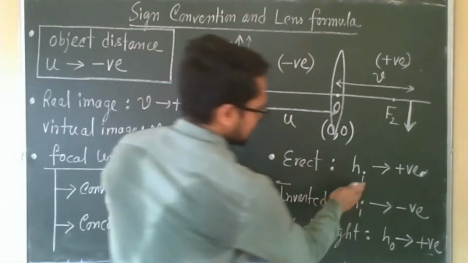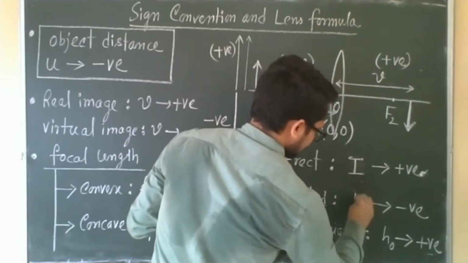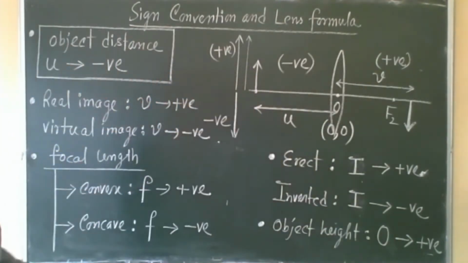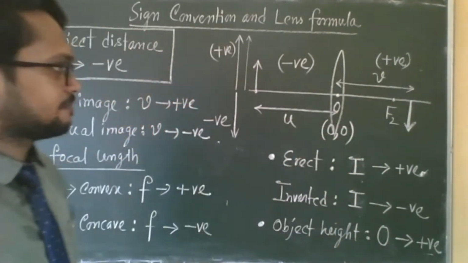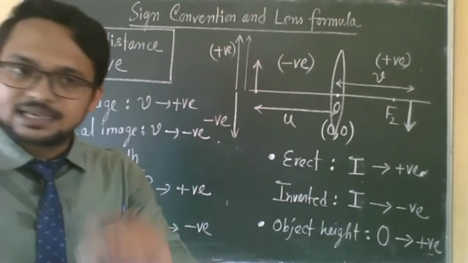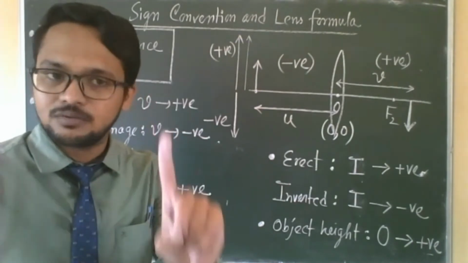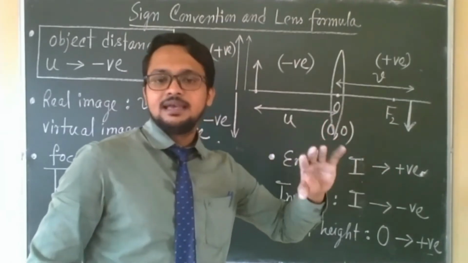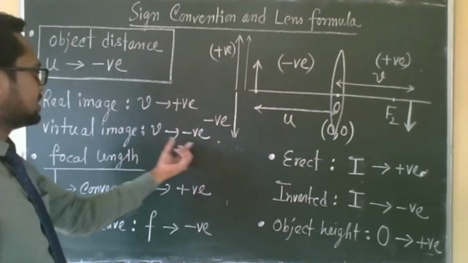If you go according to your book, here it is given I, only I, it is denoted by I. This one is image height is denoted by I, and object height is denoted by HO. So erect image means positive, inverted image means negative, object height is always positive. Okay. So erect image you will always get for concave lens, and you will get also for convex lens, but in one case. So erect image means image height will be positive, and erect image means what? Always virtual. So v will be negative.